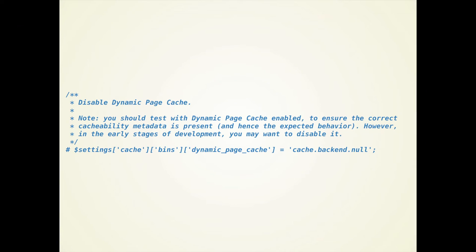There's also another one in here to disable the dynamic page cache. There's another thing that I would not recommend disabling because it can hide those errors in your code if you're missing those contexts and those tags.